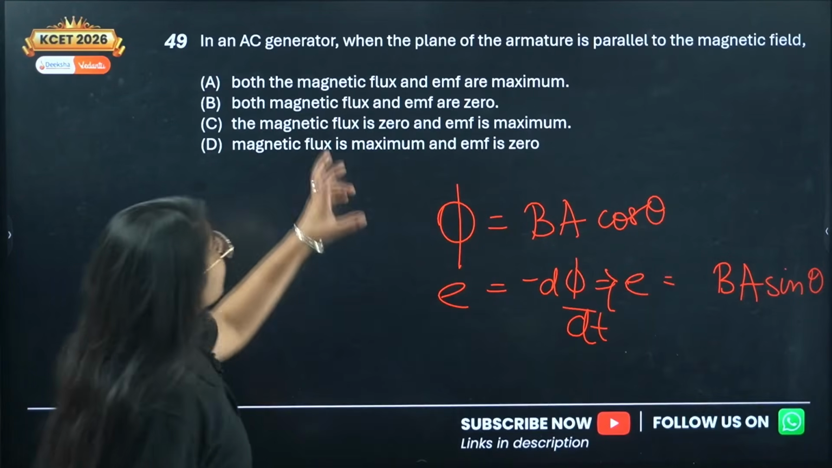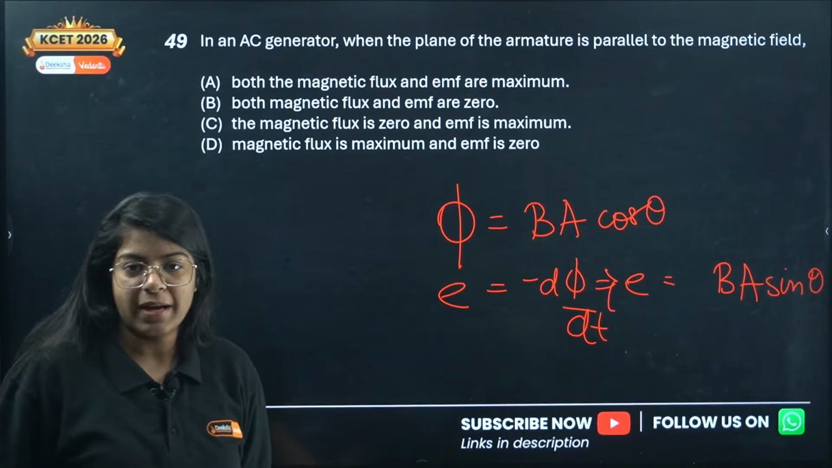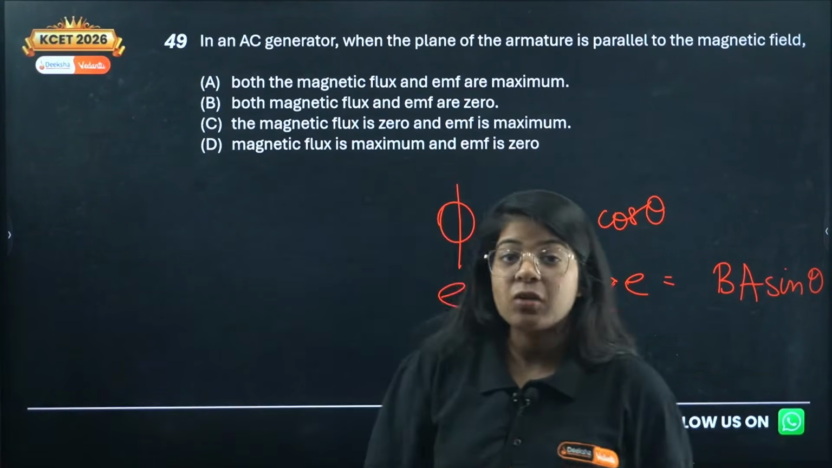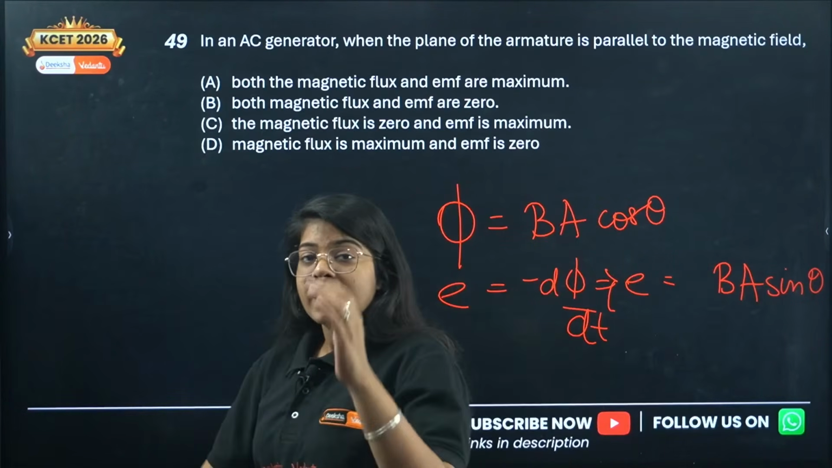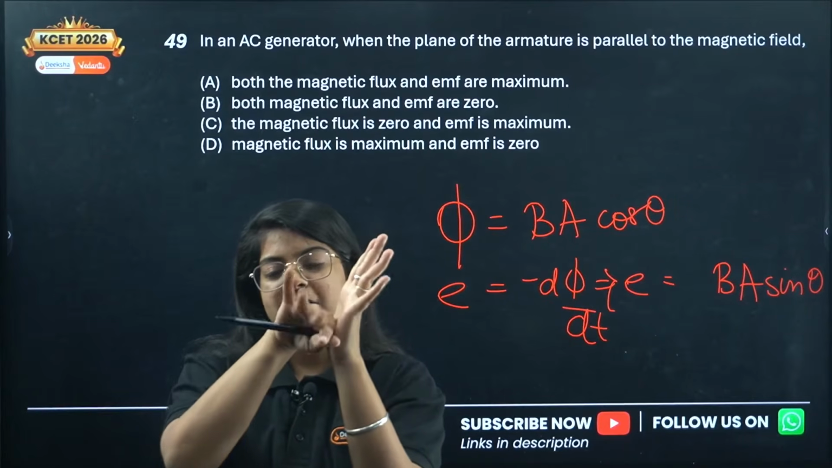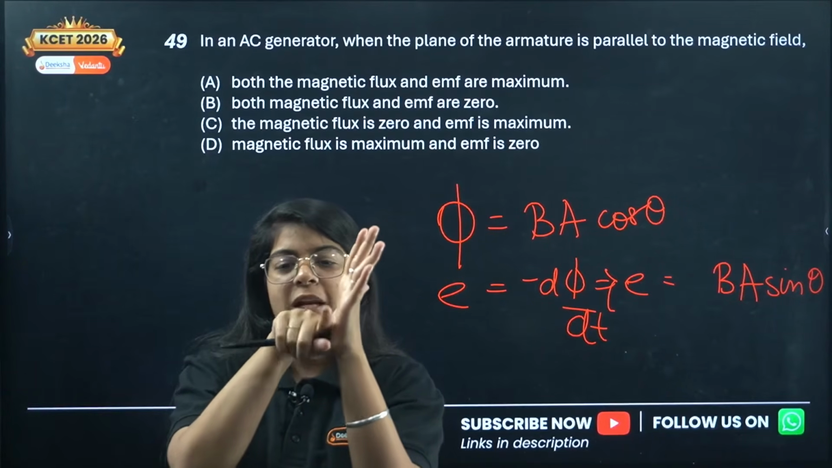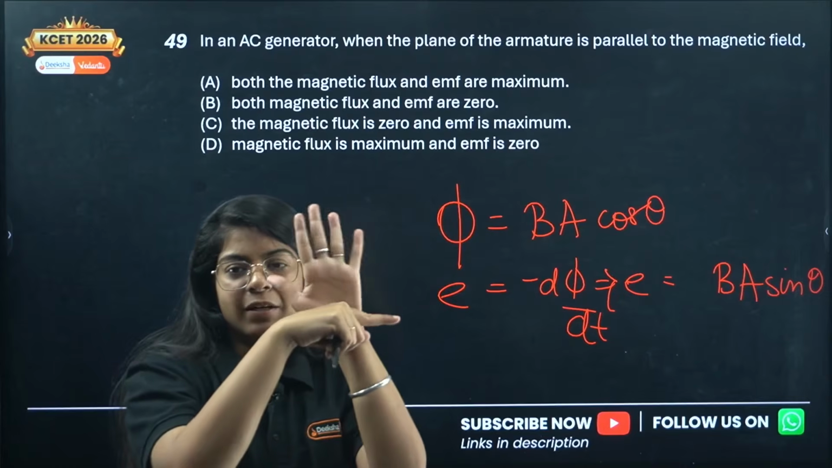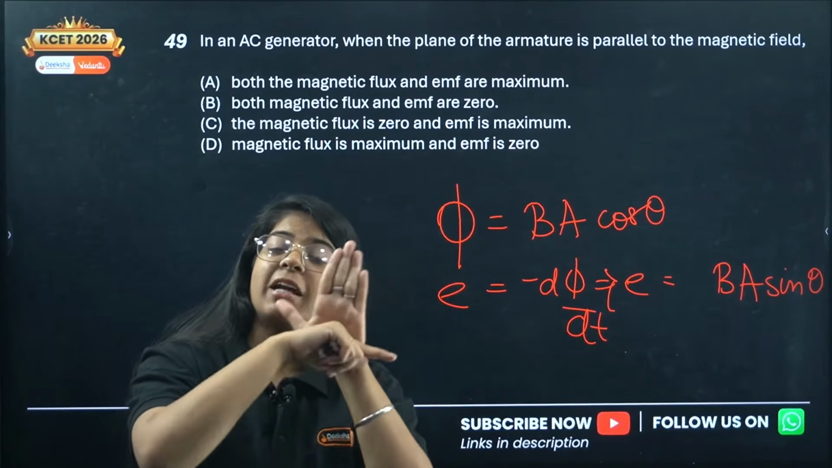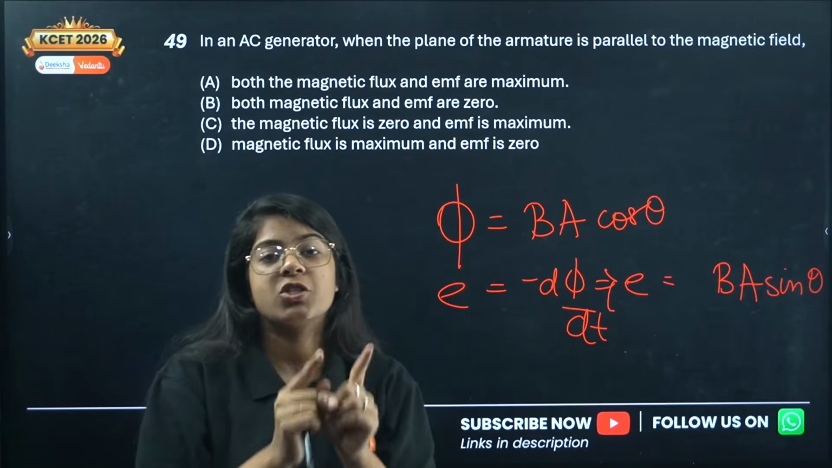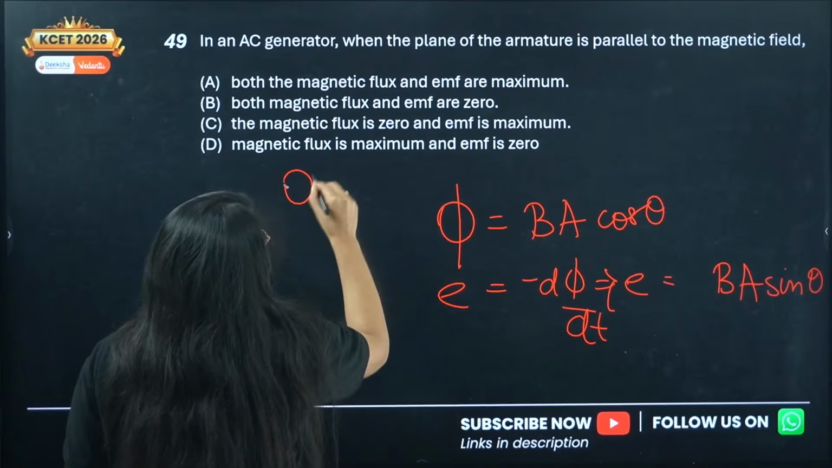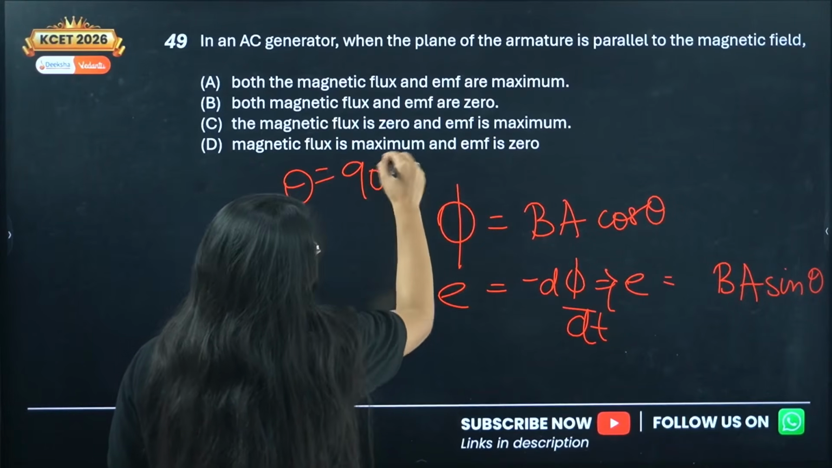Correct? And here the plane is parallel to the magnetic field. That means normal to the plane will be perpendicular to the magnetic field. If the plane is parallel to the magnetic field, then its normal, this stylus is the plane normal, and this, my finger, is the magnetic field. So, the normal to the plane and the magnetic field will be perpendicular to each other if plane and magnetic field are parallel to each other. So, theta is what? 90 degrees.